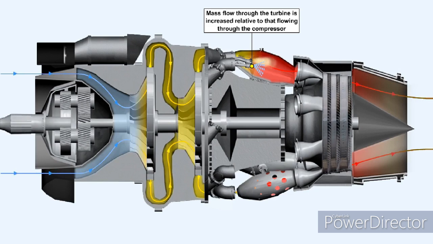In the case of a turbopropeller engine, if the water is injected into the combustion chamber, which is by far the most popular method of water injection, the mass flow through the turbine is increased relative to that flowing through the compressor.